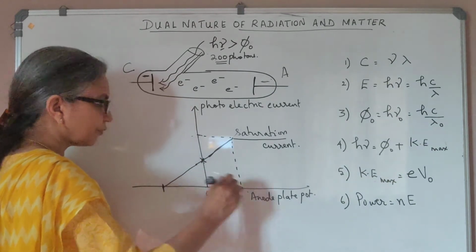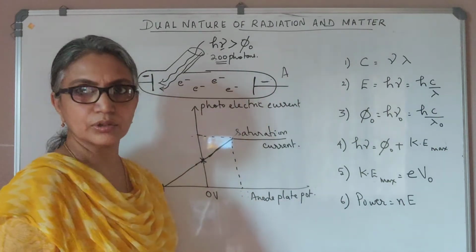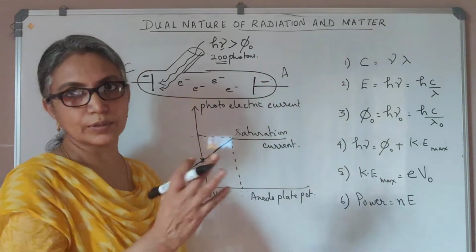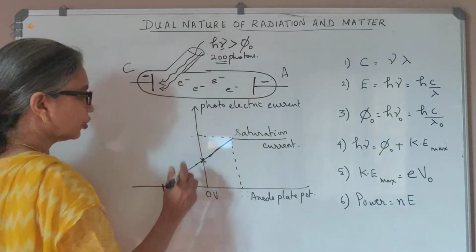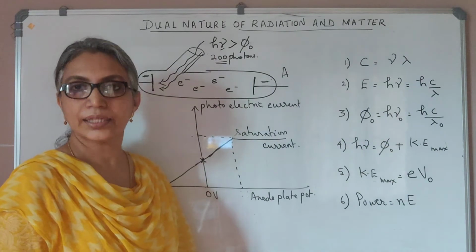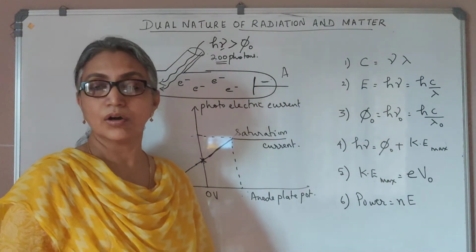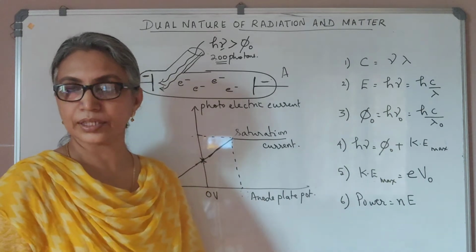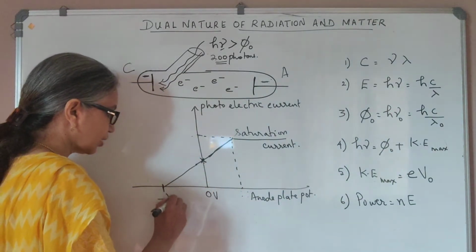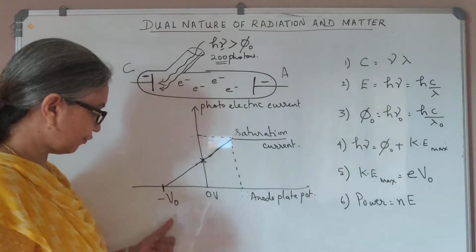At some value of this negative potential of the anode, even the electron with the maximum kinetic energy will be repelled, and then you will see that no more electrons are accepted by the anode. That negative potential given to the anode at which all photoelectrons are repelled, that is, there is no more photoelectric current, is what you call the stopping potential or the cutoff voltage V0.